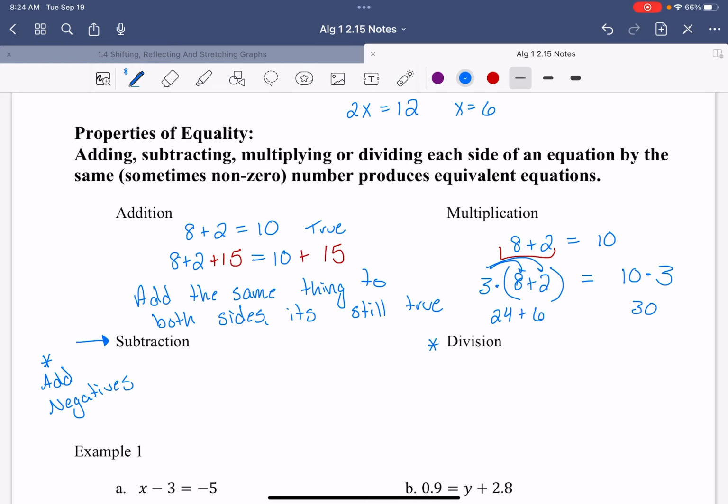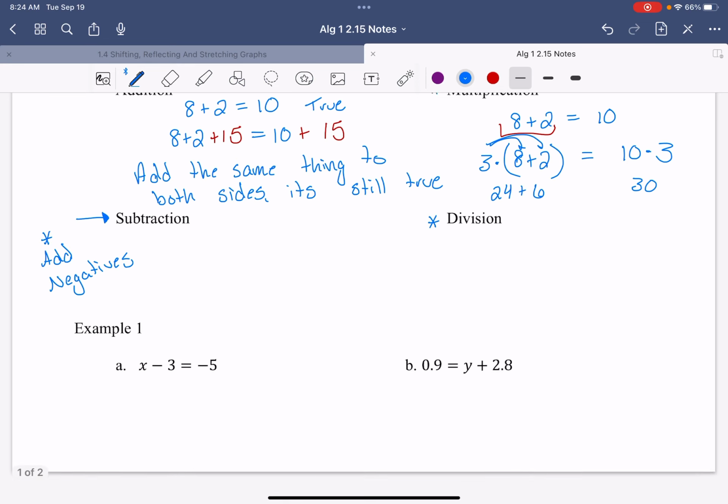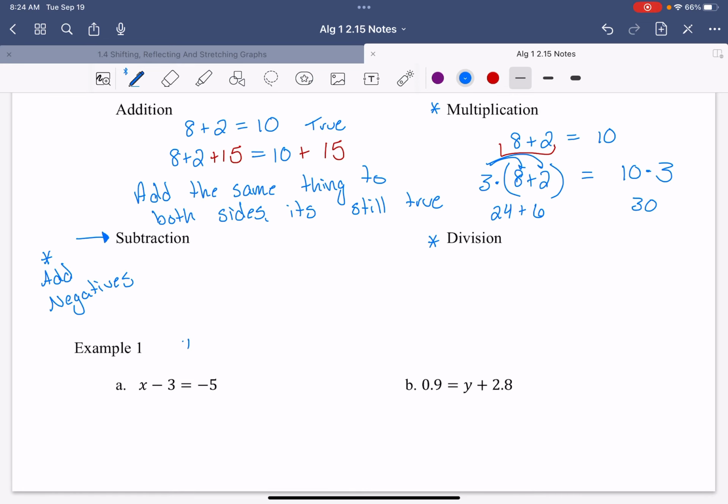And dividing both sides. Okay, so we are going to be taking equations and we're going to be adding, subtracting, multiplying, and dividing both sides by the exact same thing to do what we call isolate the variable. So we want to isolate. What does it mean to isolate? Get by itself. Isolate the variable in solving these.